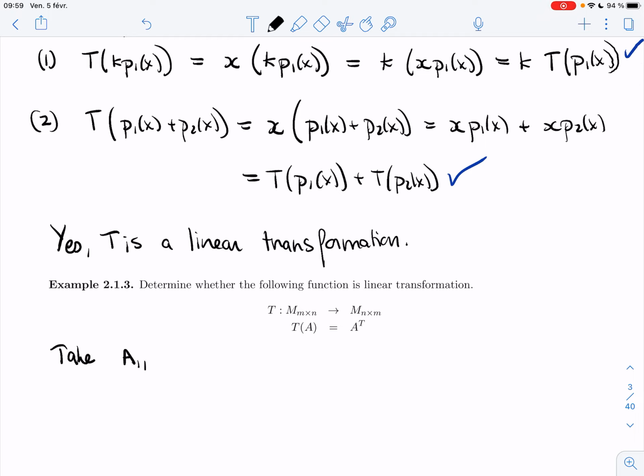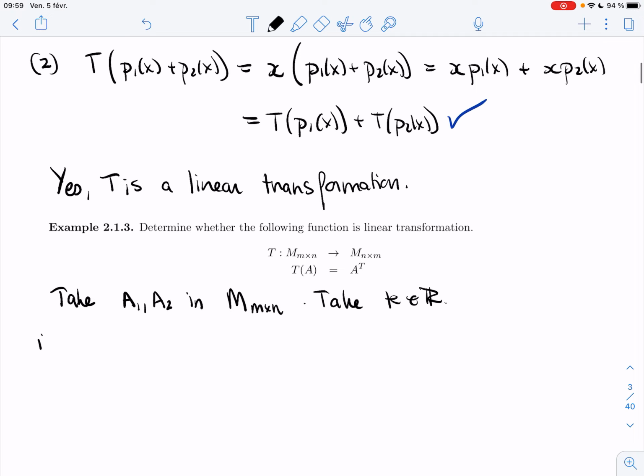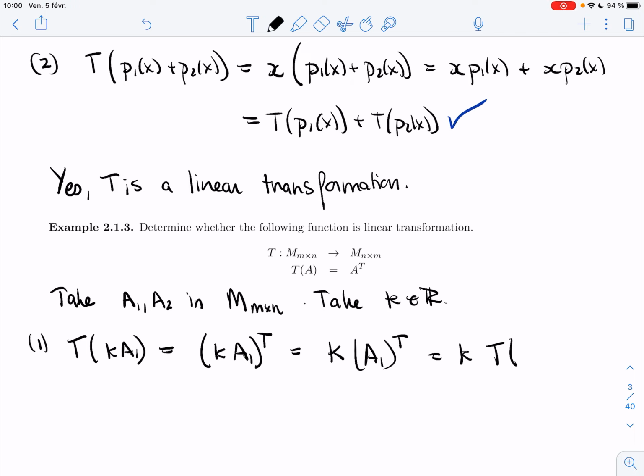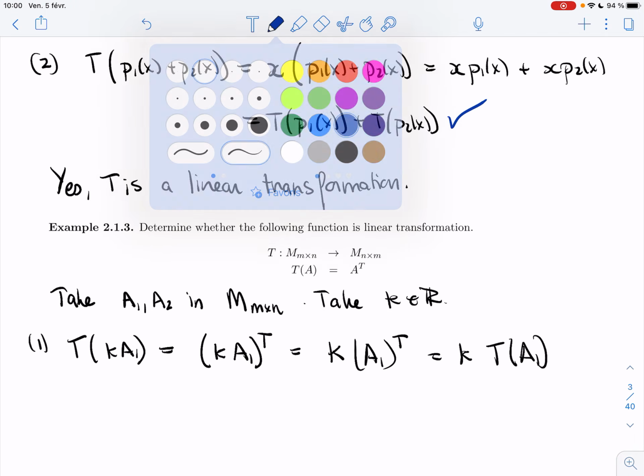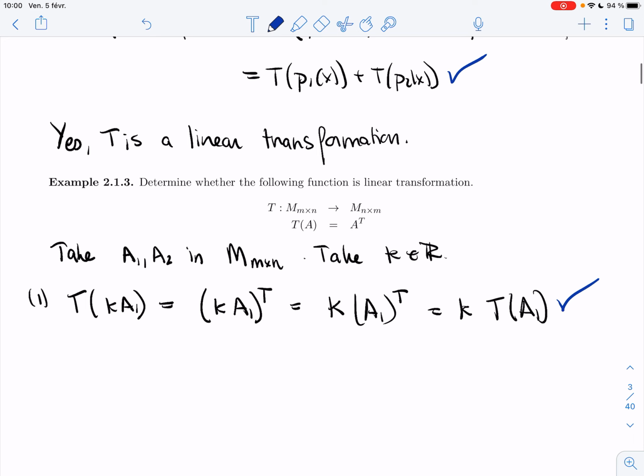So I'm going to take two matrices in M, N, and I'm going to take k in R as usual. First, I'm going to look at T of kA1. So that's going to take my matrix kA1 and transpose it. Now, we can use properties of transposes that we've learned in linear algebra. The k just comes out. All right, and so that's perfect. That's what we wanted to see. We wanted to see the T separate from the rest. And so, yes, it's k times TA1.